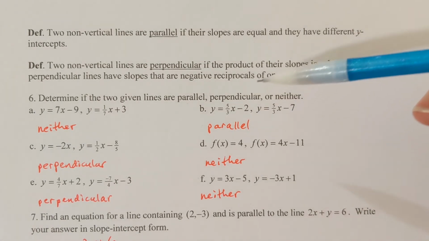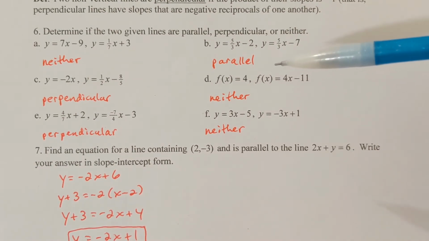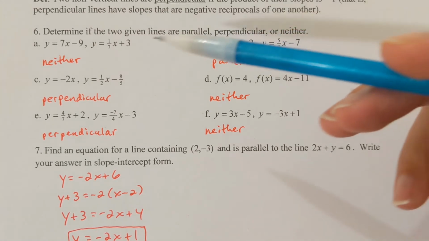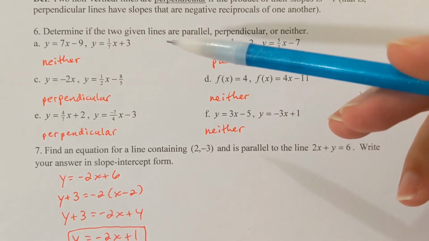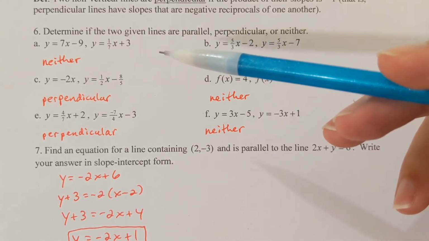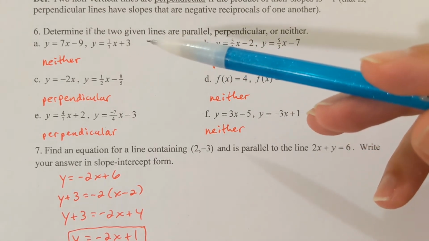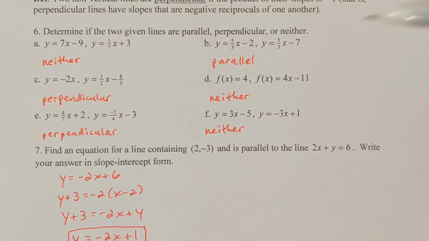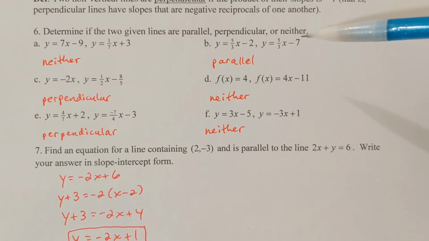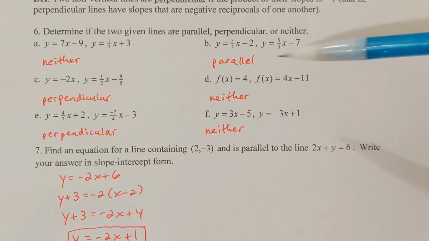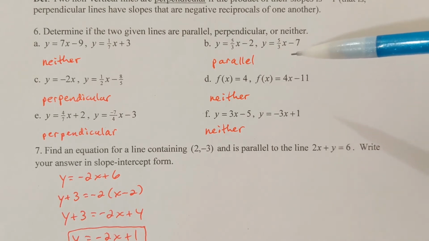Part A, okay, y equals 7x minus 9 and y equals 1/7 x plus 3. Those are neither. 7 and 1/7, those are not negative reciprocals, and they obviously don't have the same slope either. So neither. Part B, y is equal to 5/3 x minus 2 and y is equal to 5/3 x minus 7. Those are parallel lines. The lines both have slope 5/3.